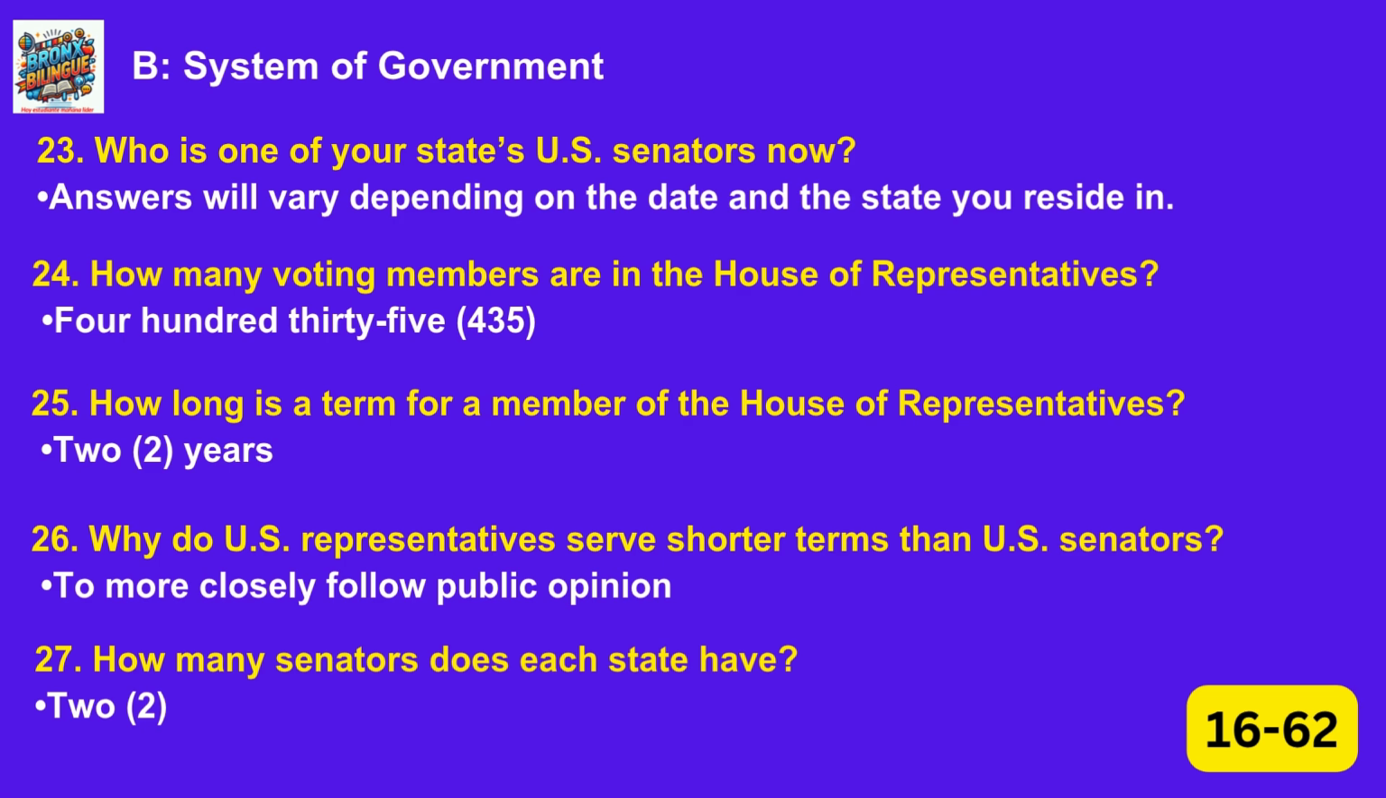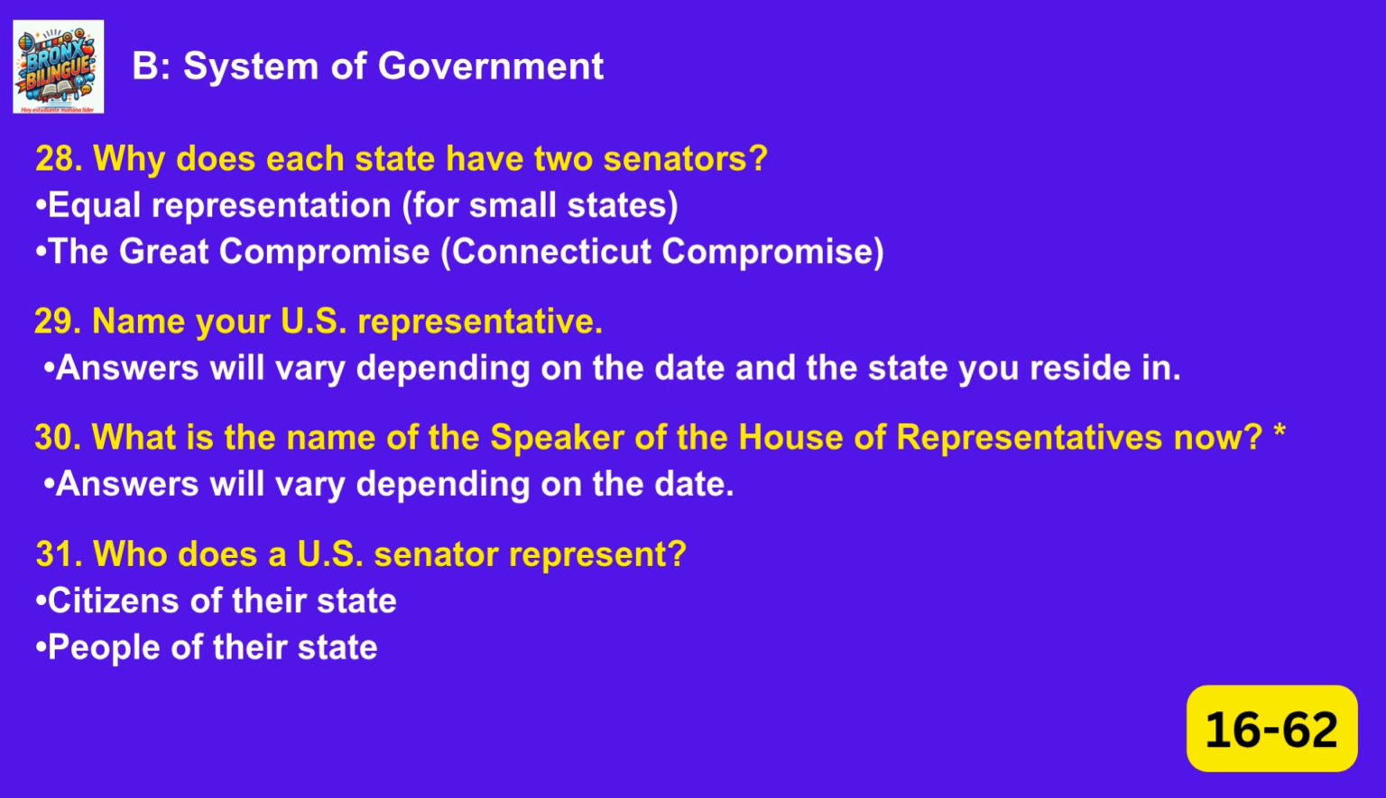25. How long is a term for a member of the House of Representatives? 2 years. 26. Why do U.S. representatives serve shorter terms than U.S. senators? To more closely follow public opinion. 27. How many senators does each state have? 2. 28. Why does each state have 2 senators? Equal representation. The Great Compromise.